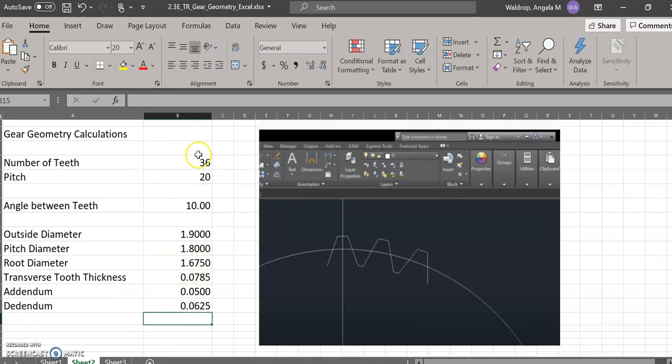Okay? So these are all of the pieces of information that I'm going to need in order to draw my gear drawing in a CAD system. These are also pieces of information that will need to go into the drawing, so it's very important to have this spreadsheet finished before you begin your drawing.